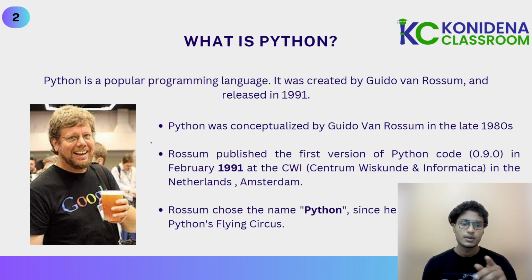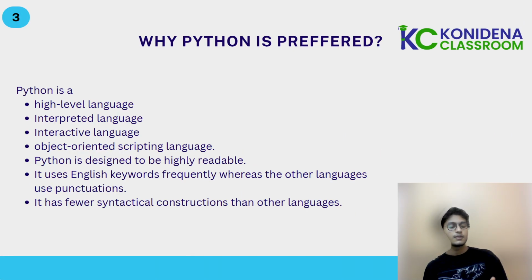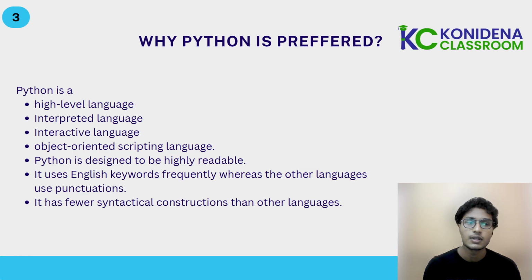Now, you might be wondering why I'm teaching you a little bit of history, right? Because whenever you start something, you should know the root where it started. So this is where it started, and this is how Python was invented. Now we know Python was invented by this guy, and that's great. But why is Python actually preferred?